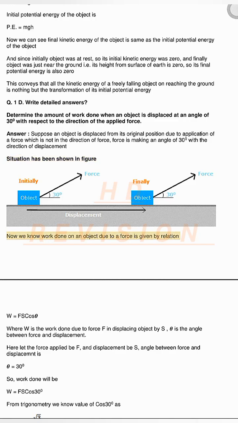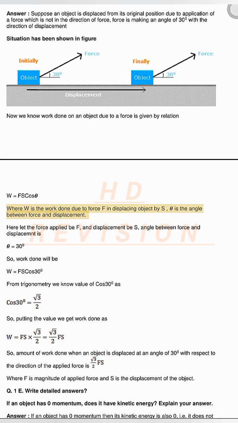Now we know work done on an object due to a force is given by the relation W equals F s cos theta, where W is the work done due to force F in displacing the object by s, and theta is the angle between force and displacement. Here let the force applied be F, and displacement be s, and the angle between force and displacement is theta equals 30 degrees. So, work done will be W equals F s cos 30 degrees.